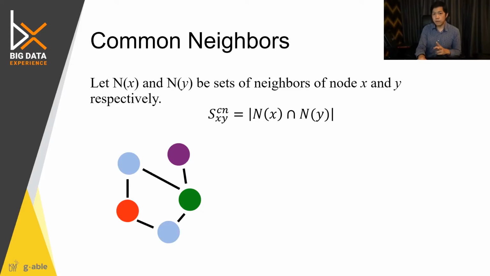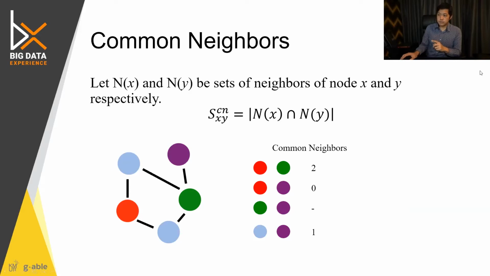Okay, so for this example, you can see that blue and blue would compete with the red and green here. They have an equal score, so they are equally likely to be suggested. But for red and green, they share two. The set of neighbors of red would be the two blue. The set of neighbors of green would be the two blue and the purple. But the intersection between them gives only the two blue, so the common neighbor count would be two.